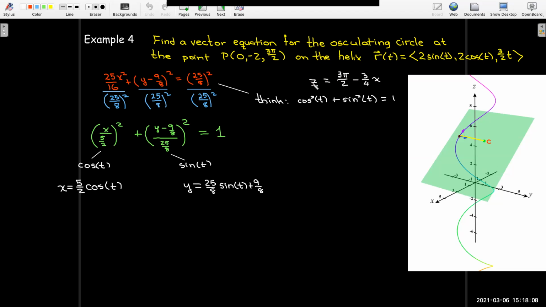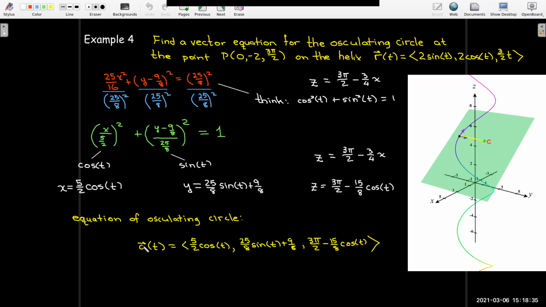So I'm going to go back to my equation here and replace x with its component function, or its parametric function, over here. And so then I'll get z equals 3 pi over 2 minus 15/8 cosine of t. So the vector equation, and I'm going to use c here, for circle, is going to have those component functions.